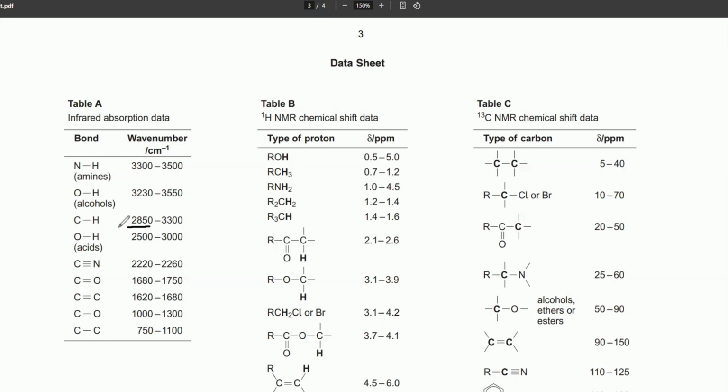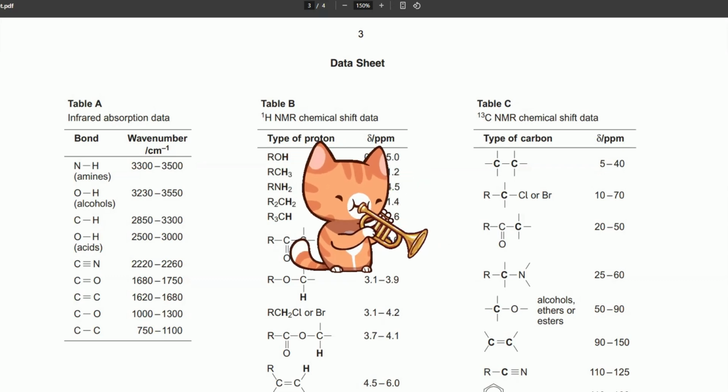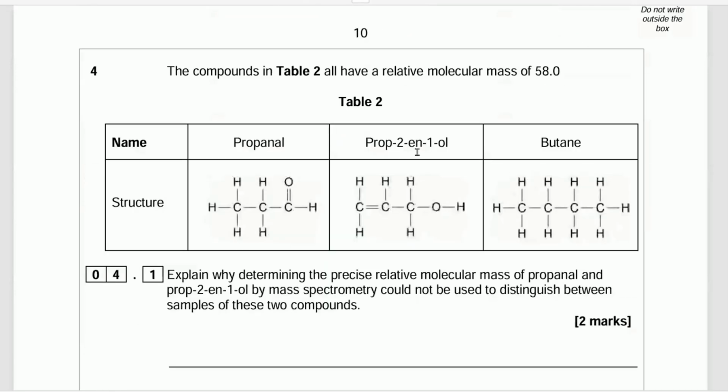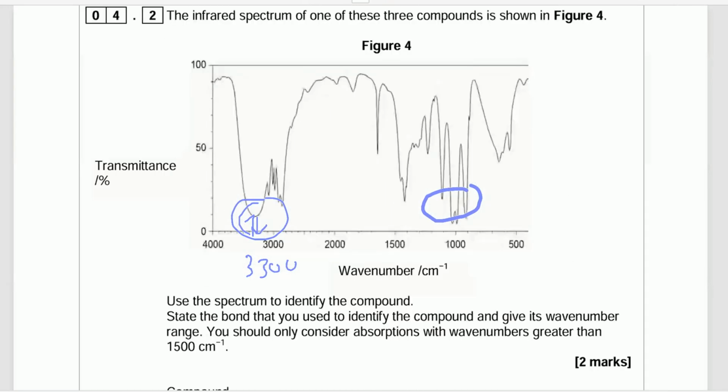3,300 is not going to be that. Where is it? There, looks like that, an alcohol. Yeah, 3,300 is bang smack roughly in between 3,230 and 3,550. So that is going to be a bond representing the alcohol. Now, we only find that bond in prop-2-en-1-ol. Look, it's the only one with the OH group, so it's the only one of those isomers that could have made that pattern there because it has a peak at 3,300, which is the OH bond.